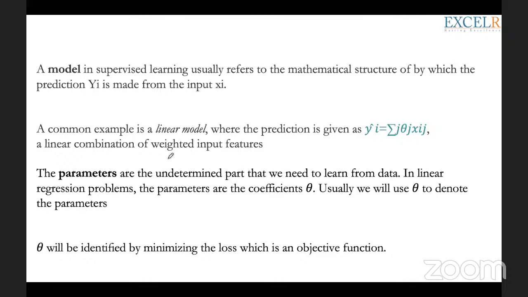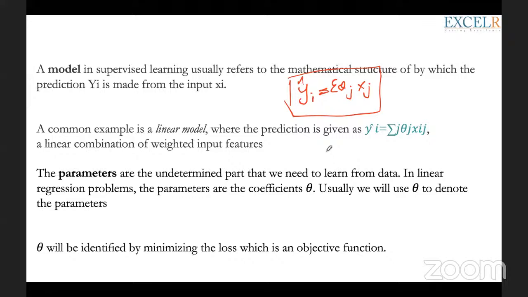Now let us think from the supervised learning perspective: how can a supervised machine learning algorithm be represented mathematically? We can represent it as yi hat equals sigma theta j xj, where theta j are the parameters, like beta naught, beta 2, beta 3, and xj are the independent variables. If you think of a linear regression equation, we represent it like this.